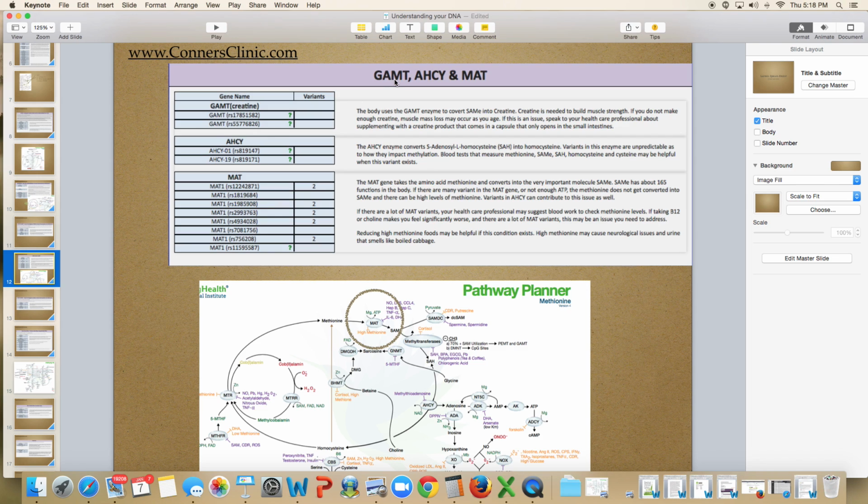The next, the GAMT, AHCY, and the MAT gene. We started talking about those. This may be the most important, this MAT gene. It certainly is for this individual because they have a double allele defect in 1, 2, 3, 4, 5 of the 8 genes. Oh, that stinks. Yes, it does, because they don't convert methionine to SAM. And we already saw that they had a defect down here at the BHMT. So even if they are converting some homocysteine to methionine, it's not really getting to SAM very well.